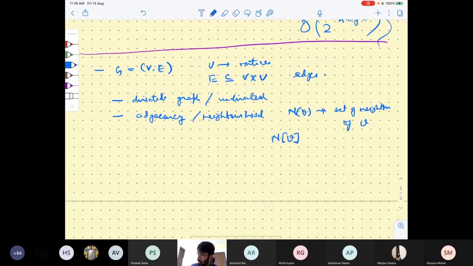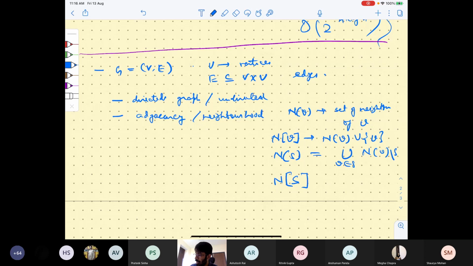Then N, this is N of V union V. And S is equal to the union over V belonging to S of N of V, set minus S. And N, okay, so this is, they might look similar, but this one is the normal bracket, this one is the square bracket, is equal to N of S union.